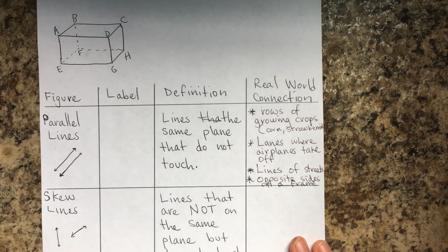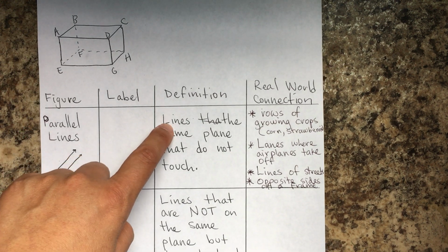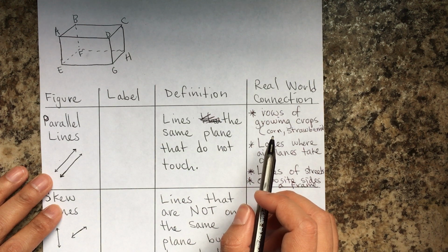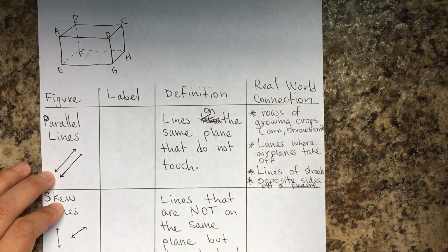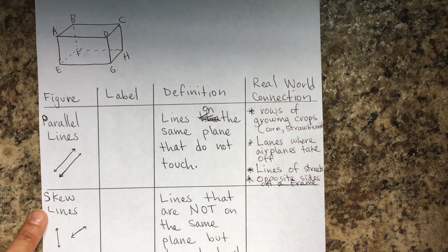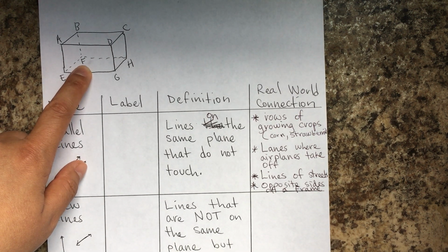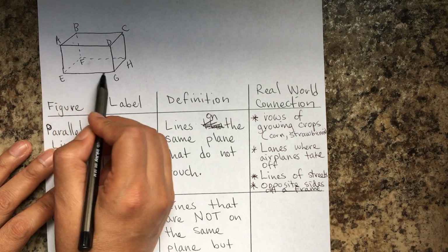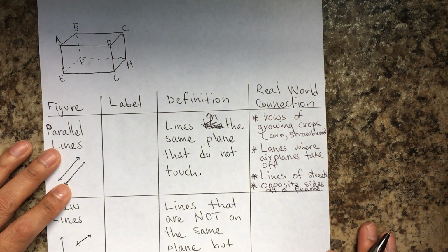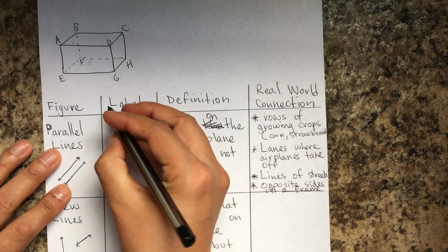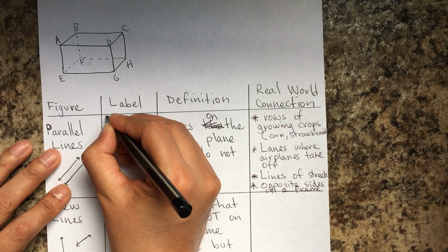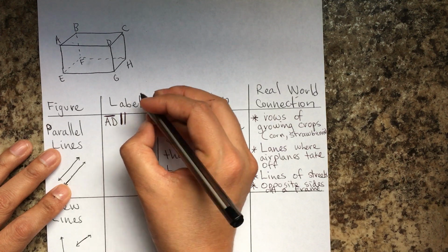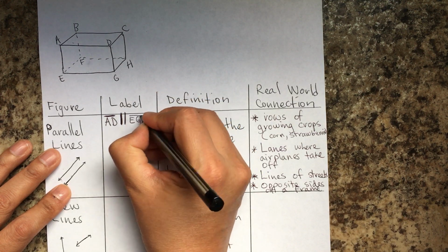And so to label in here, we know that parallel lines are lines on the same plane that do not touch. If we think of this box, which lines are not going to touch? Well, we have one in here. AD will never touch EG, and they are on the same plane. The symbol that we use to mean parallel is this: line segment AD is parallel to line segment EG.